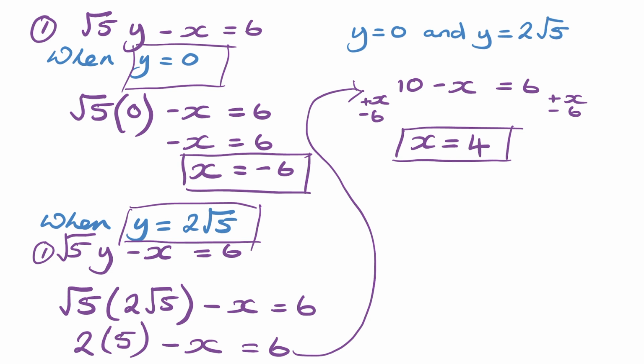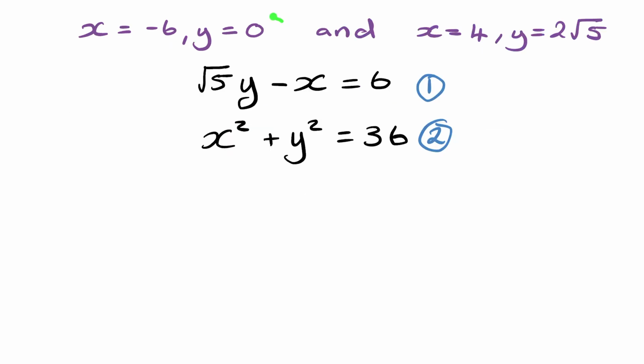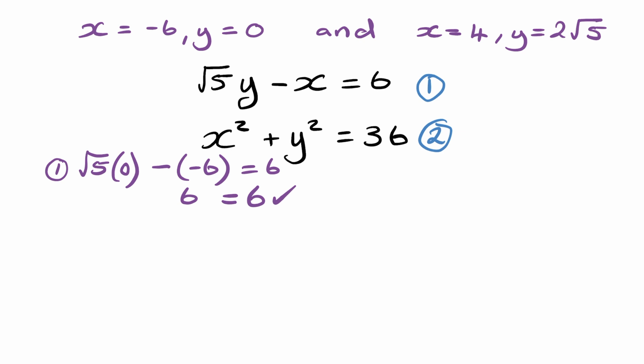And to prove that they are correct, we need to put them back into the equations. So let's check the first one. X is minus 6 and y is 0. For equation 1, we have root 5 multiplied by y, now y is 0, minus negative 6 equals 6. Is that correct? Well, yes, because root 5 multiplied by 0 is 0, and then we have negative multiplied by a negative 6, which gives us a positive 6. So 6 equals 6, and that checks out.